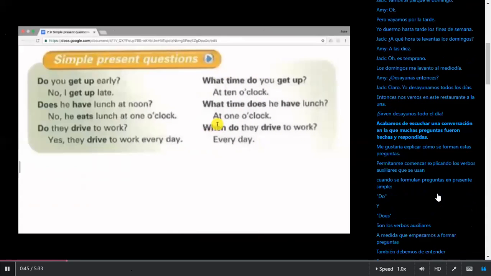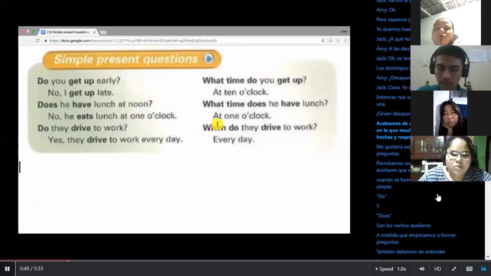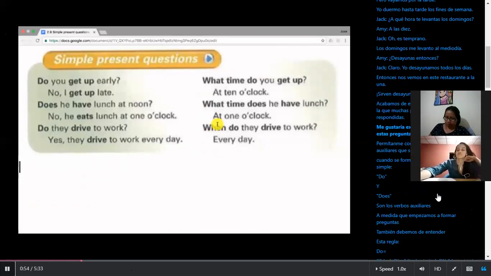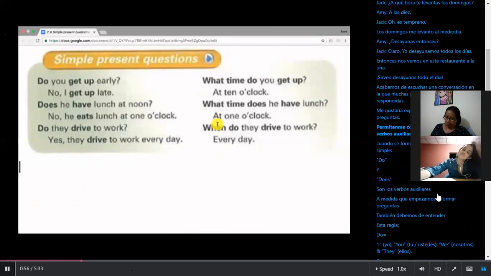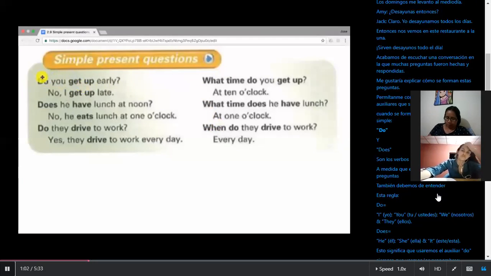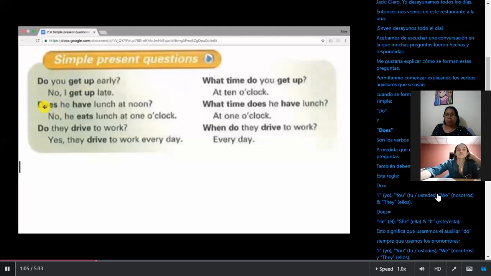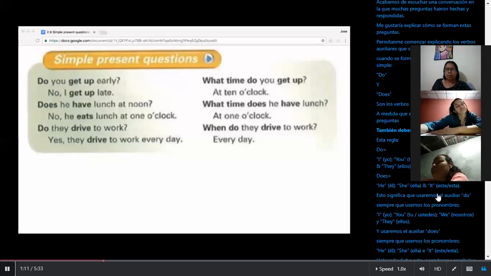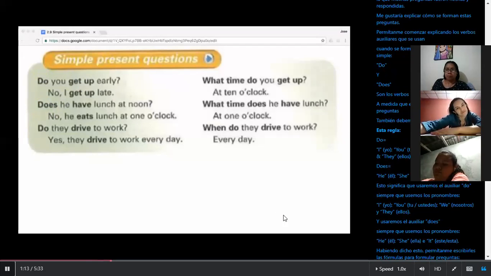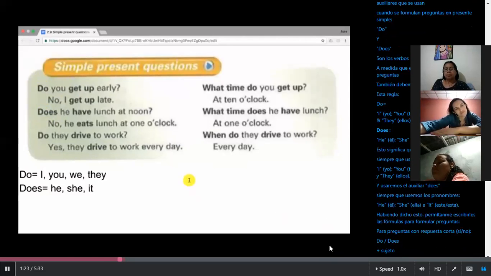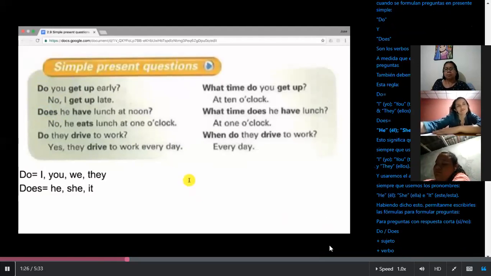We just heard a conversation in which lots of questions were asked and answered. I would like to explain how these questions are formed. Let me start by explaining the auxiliary verbs that are used when forming questions in the simple present. Do and does are the auxiliary verbs. As we start forming questions, you must also understand this rule. Do equals I, you, we, and they. Does equals he, she, and it.